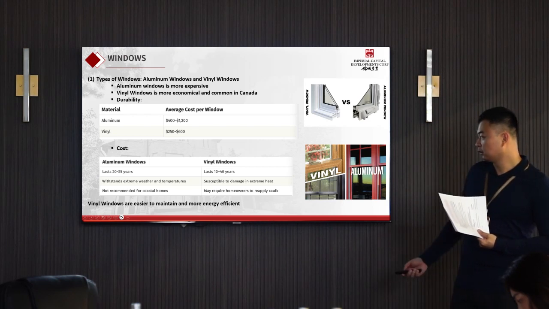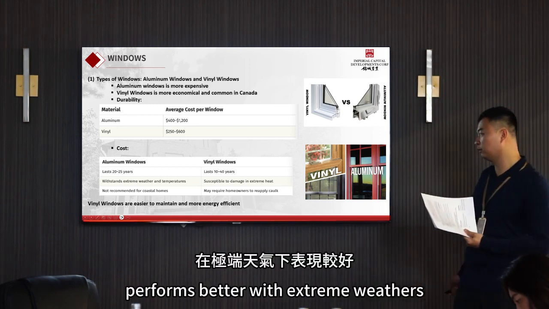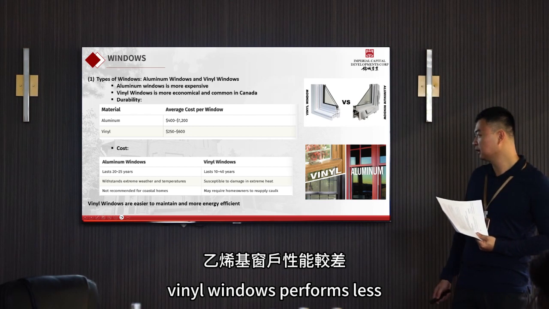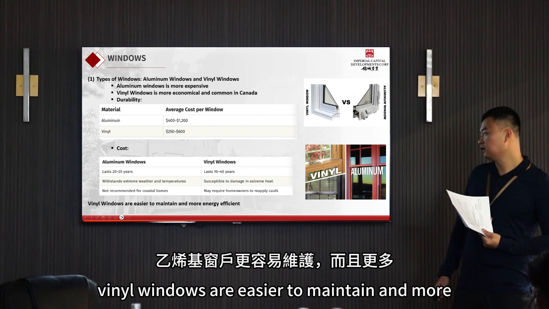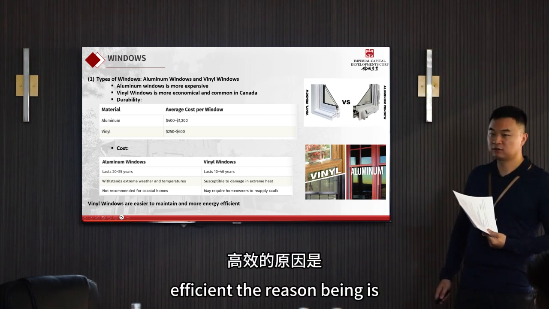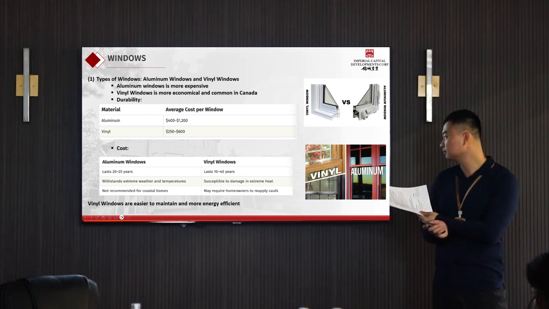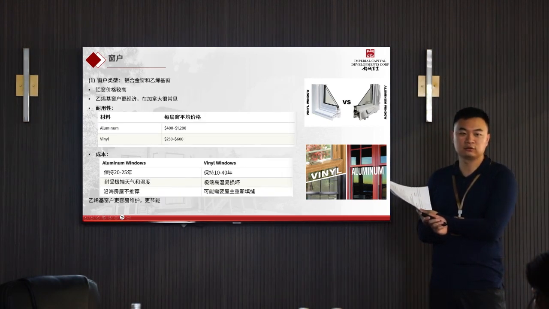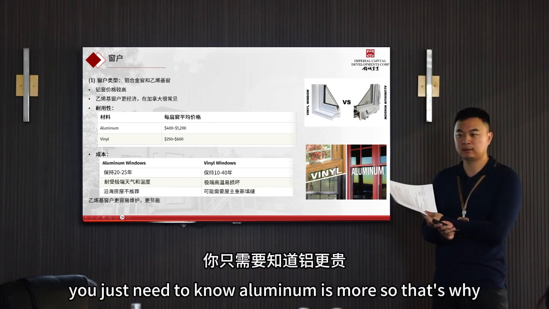And the aluminum windows perform better in extreme weather. Vinyl windows perform less. Vinyl windows are easier to maintain and more efficient. The reason being is vinyl is a better insulator compared to aluminum. I'm not going to get too detailed about the windows because they're pretty much the same. You just need to know aluminum is more expensive than vinyl.